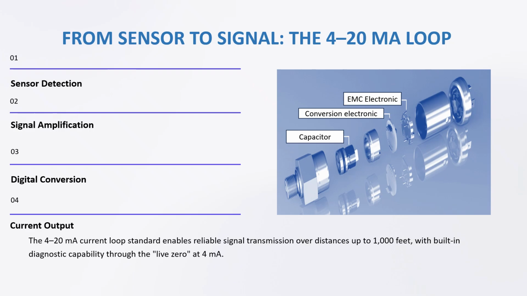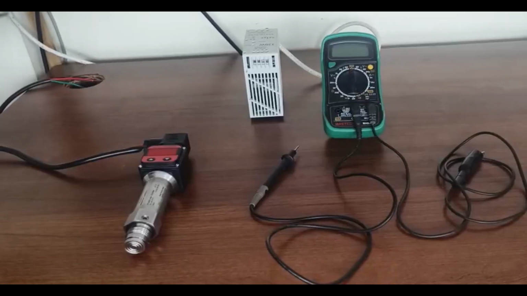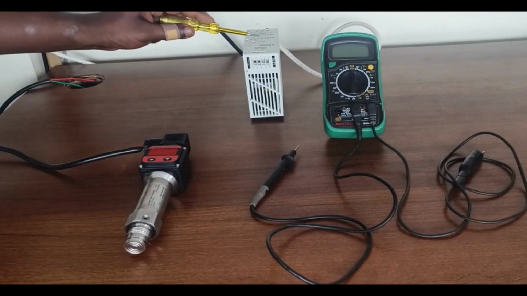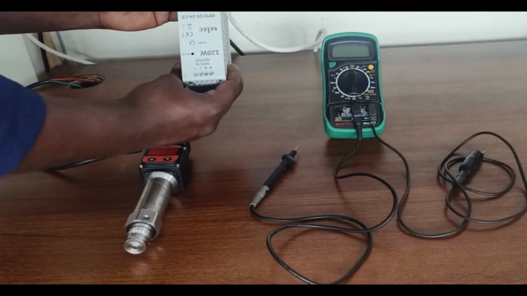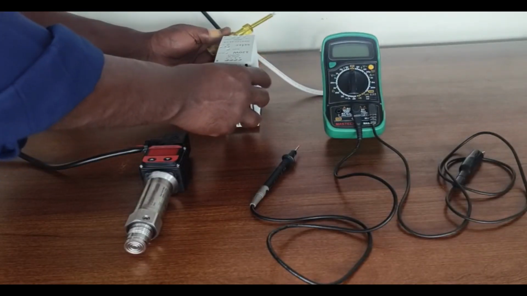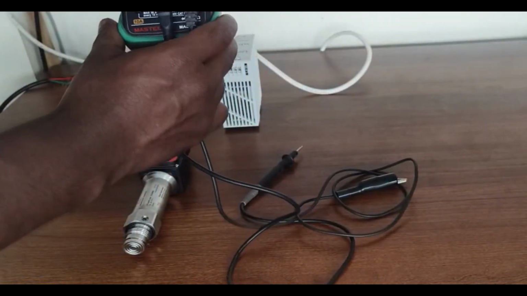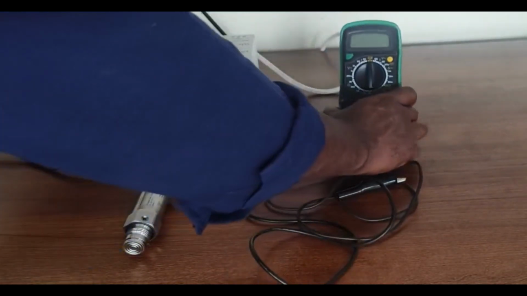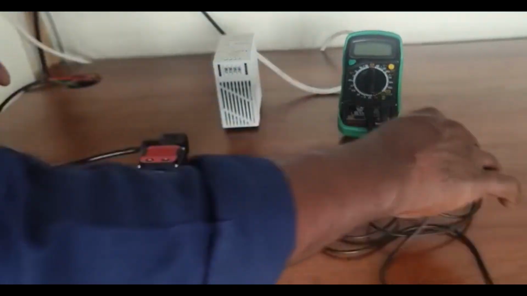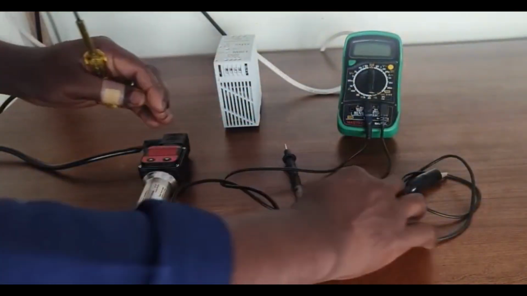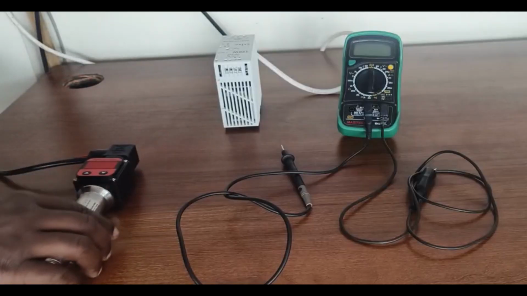Now let's see a real demonstration of how a pressure transmitter works, along with all the wiring connections required to make it function. For this setup, we'll need 5 components. First, a 24-volt DC power supply to energize the instrument. Second, a multimeter to measure the 4 to 20 milliamp output. Since this is a loop-powered circuit, the multimeter will act as a PLC.